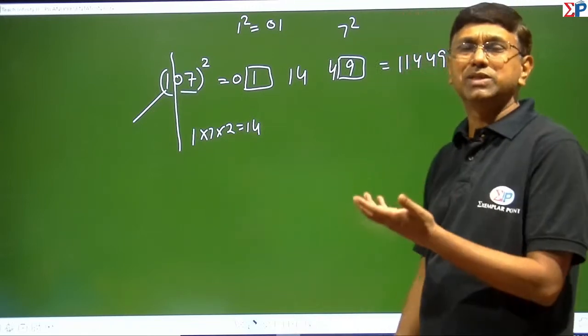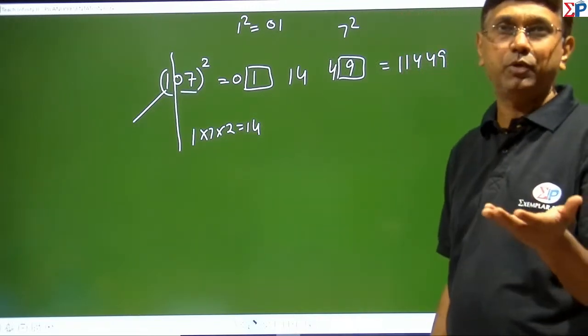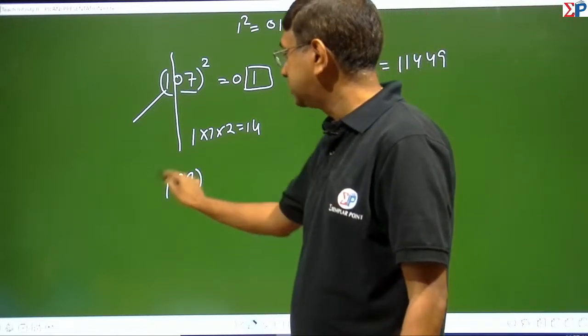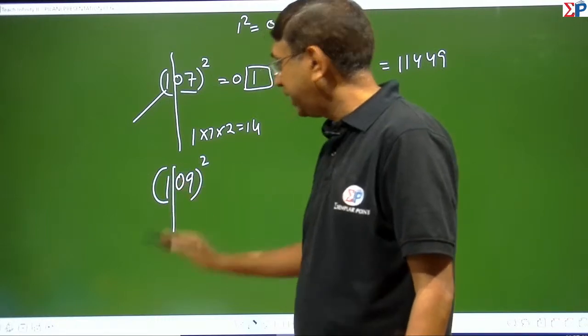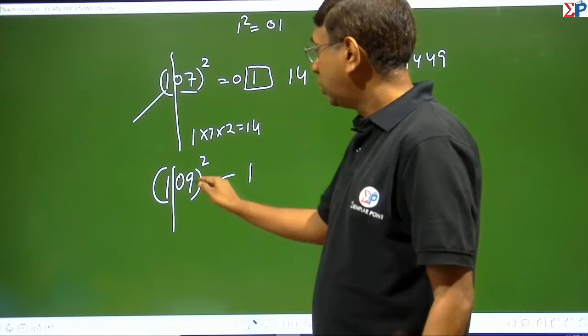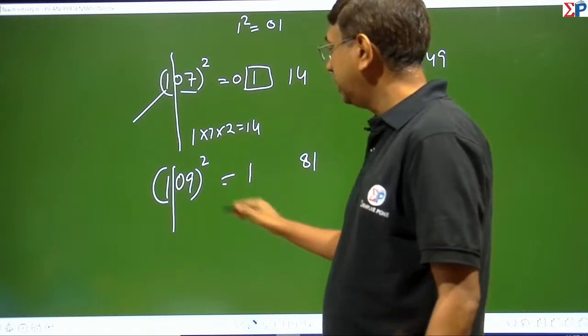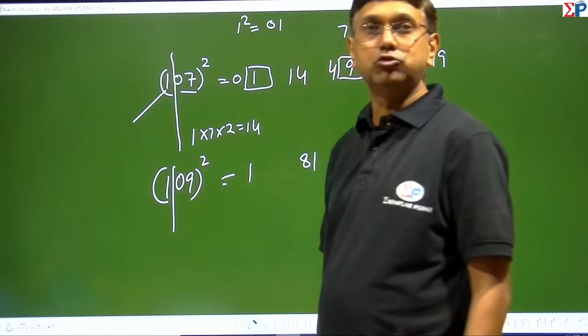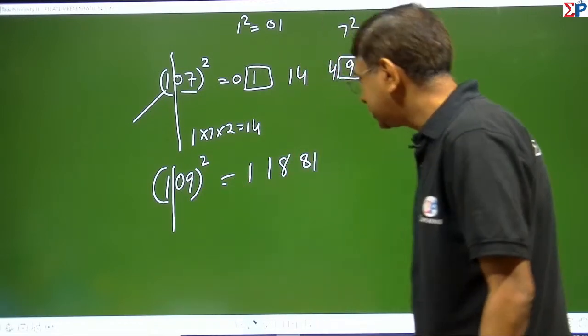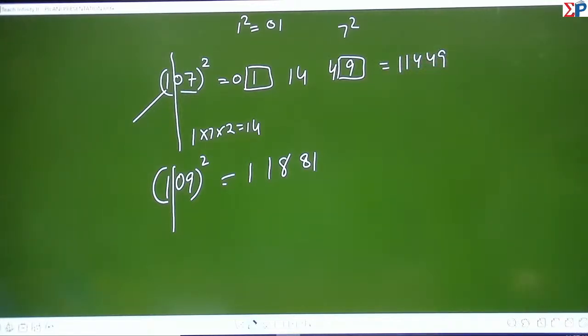So if you are finding 107 square, that is the one step you need, 11449. Now for example, it is 109 square. So just separate it like this, 2 parts. What is 1 square? You will get 1. What is 9 square? You will get 81. What is 1 into 9 into 2? 1 into 9 into 2 is 18. So that is what your answer comes, 11881.